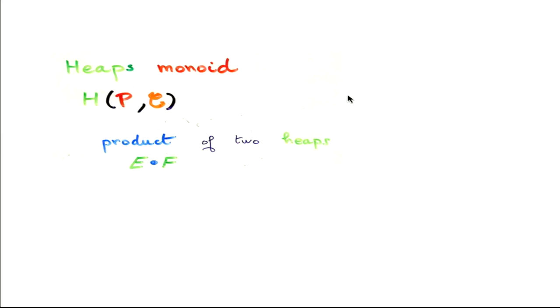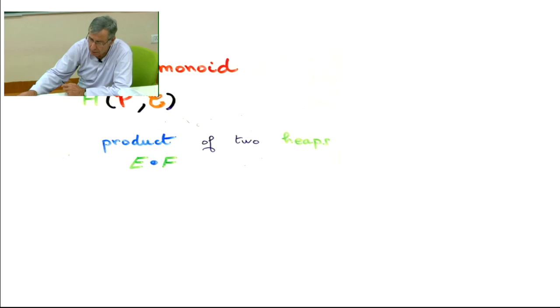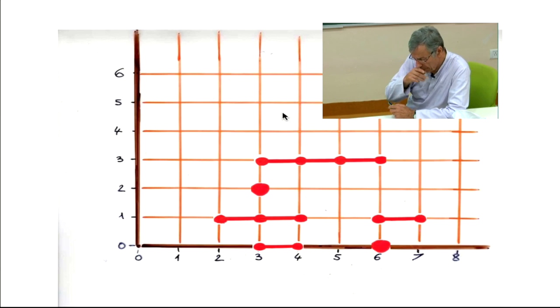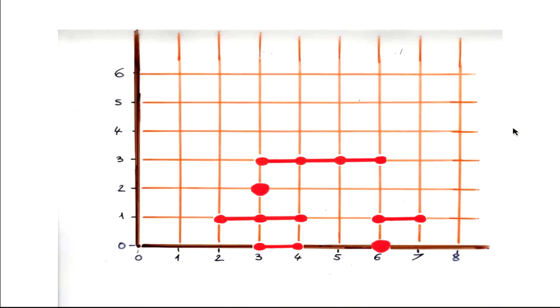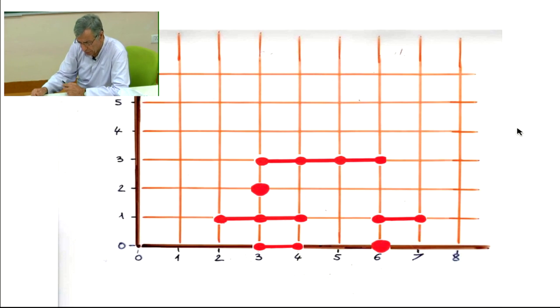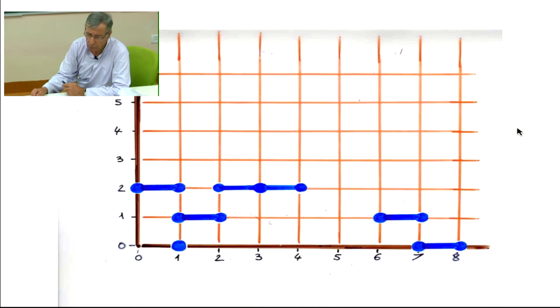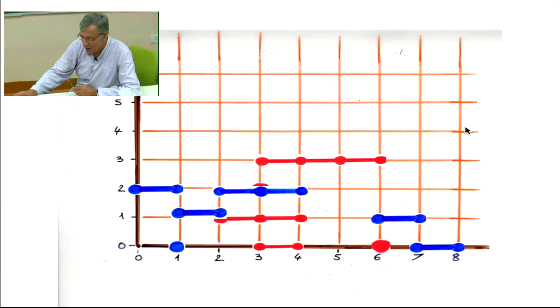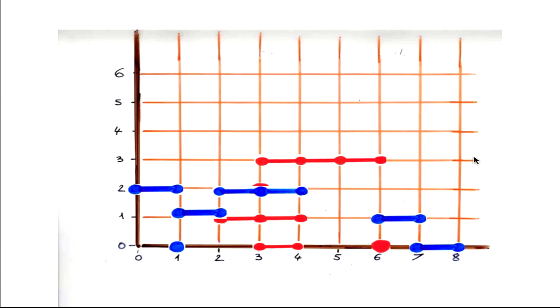So I can define now a monoid on the set of heaps. Again, I denote this heaps monoid by H, P for the set of basic pieces, C the dependency relation, and I define the product of two heaps. So example, suppose I have a certain heap of segments in red, and I'm going to define the product of this by this one. So if I put the two together, they are going to overlap and intersect, etc. I am going to define the product of the red heap of segments by the blue heap. So the construction is the following: you put above all the blue.